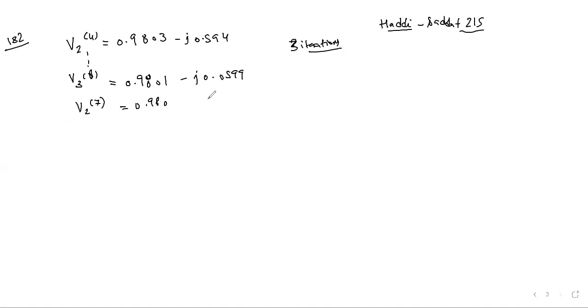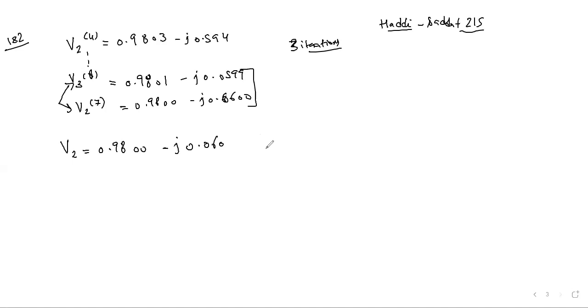0.9800 minus j 0.0600. So these values are coming close. Now the sixth and seventh are coming very close. So we can comfortably say that our V2 value is equal to 0.9800 minus j 0.0600.